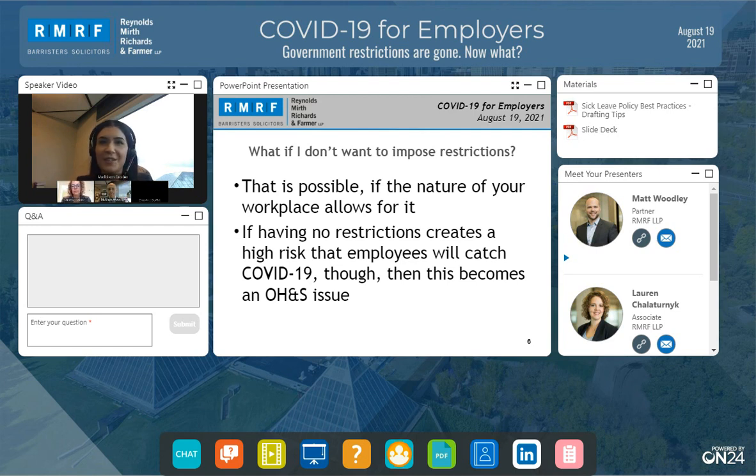So in short, the choice with imposing restrictions is yours, but you must be aware of the potential risks of that decision and the circumstances of your workplace. So with that, I will just pass it back to Matt now, who's going to be discussing sick leave policies.